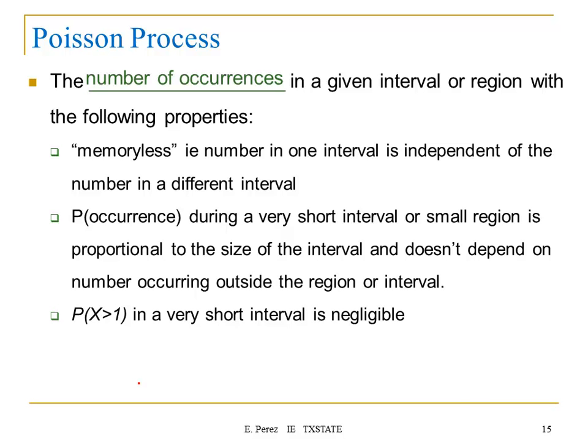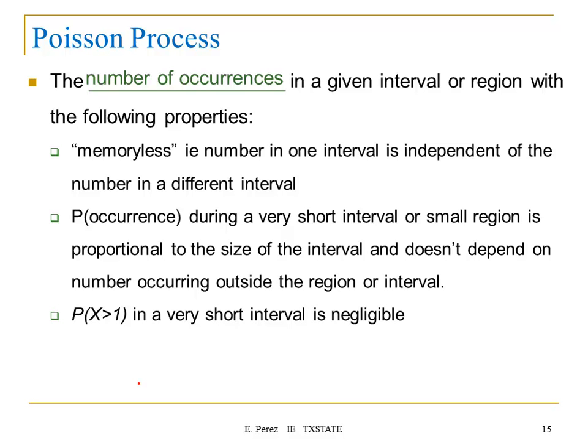In this distribution, we look at the number of occurrences in a given interval or region with the following properties. This distribution is memoryless, which means that anything that happens before the event that you're looking at does not affect the probability of the event that you're looking at. So the number in one interval is independent of the number in a different interval. The probability of looking at one interval does not affect the probability of a different interval.